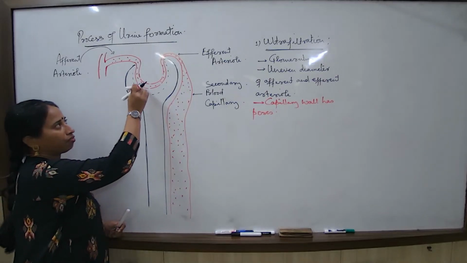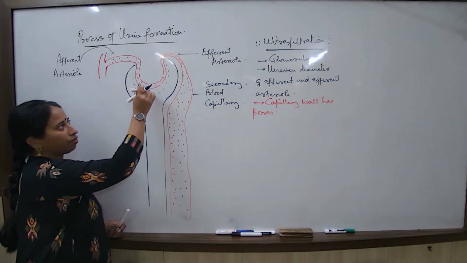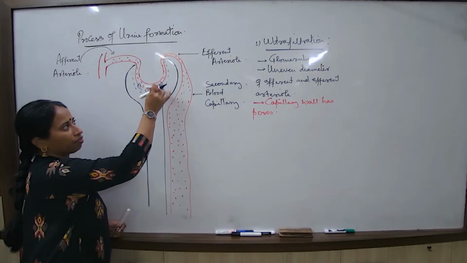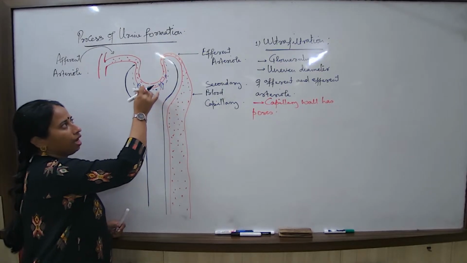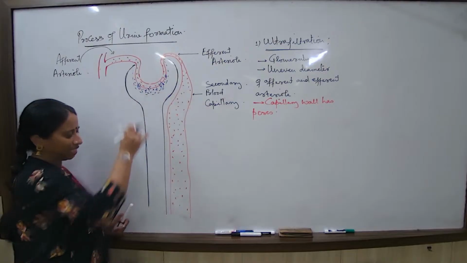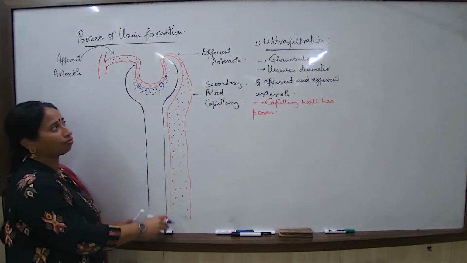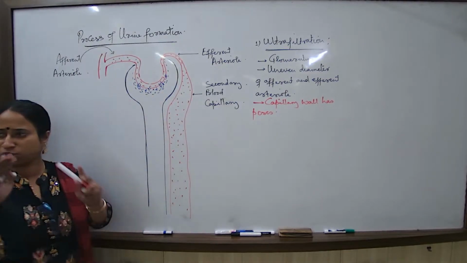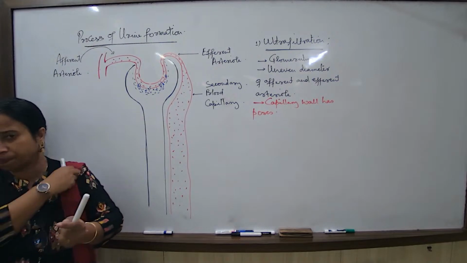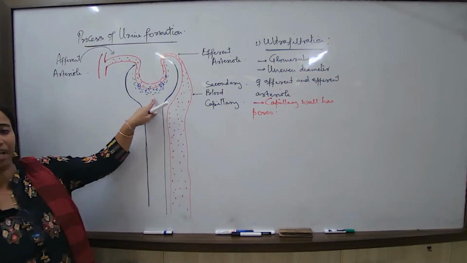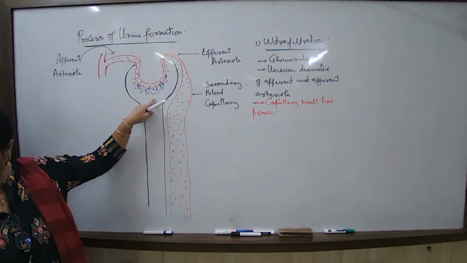The liquid part of the blood is oozing out. The liquid part of the blood is coming out from here, and it is all getting collected in the space of the Bowman's capsule. The Bowman's capsule is like a cup-shaped structure. It has a cavity there.